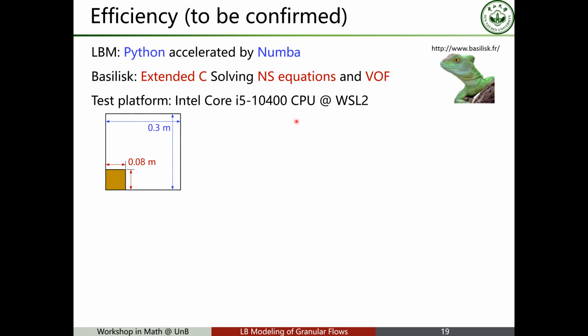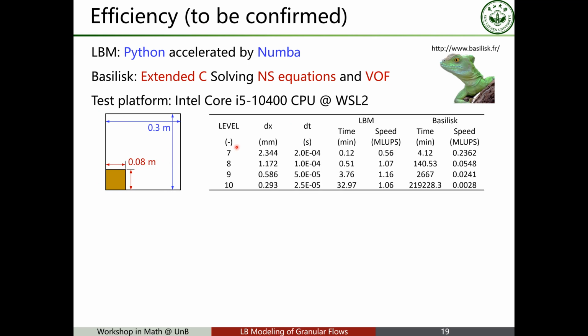By the way, the result I'm going to show still needs to be confirmed because we find the difference between the two packages is far too large. So this is the result. We try to simulate the granular column collapse using 4 different levels of resolution. So we have level 7, 8, 9, and 10. Level 7 means we have 2 to the power of 7 fluid cells across the domain dimension. And also keep in mind that when we increase the resolution, that means decreasing dx, we also decrease the time step in proportion so that the CFL condition is not altered.